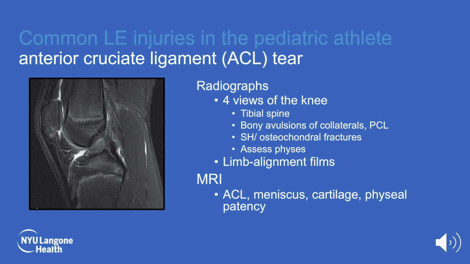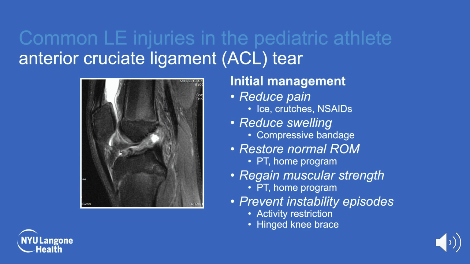Again, if you have a high suspicion for an ACL tear, you're probably going to do a limb alignment film. I also call these a 3-joint standing film. It's a hip to knee or a hip to ankle X-ray. This is just so you have a preoperative knowledge of whether they're asymmetric already, varus or valgus, or if they have an existing limb length discrepancy. And then you'll do an MRI to look at the ACL, the meniscus, the cartilage, and again, this can be helpful for assessing physeal patency.